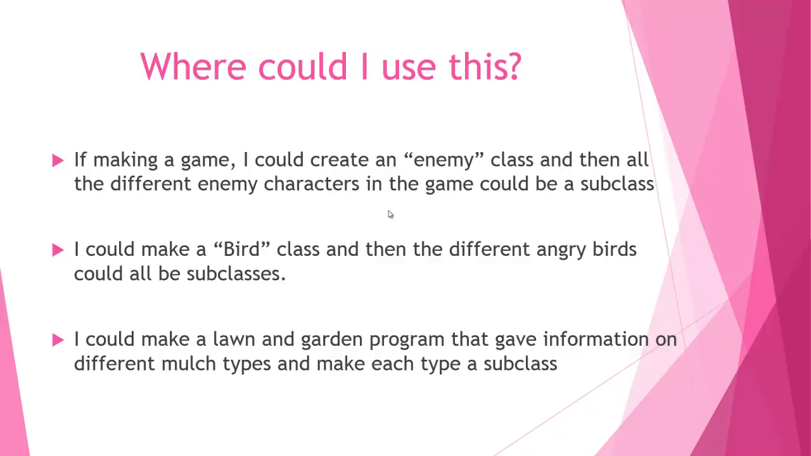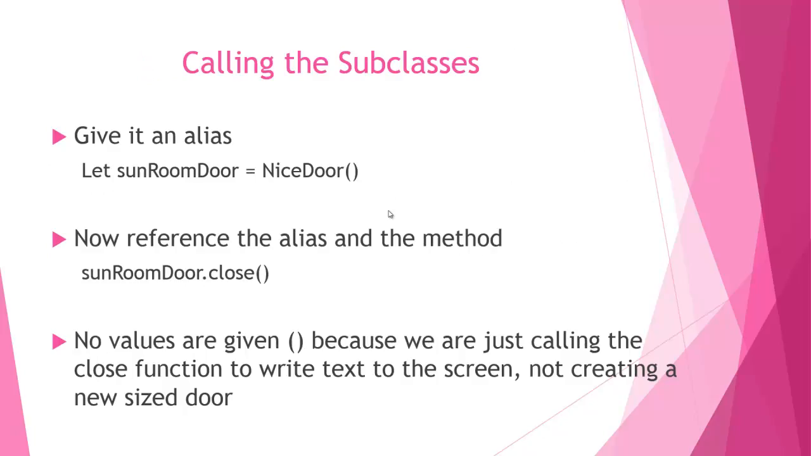All right, so how do I call a subclass? Well, first I give it an alias, so let sunroom door equals NiceDoor. And then I reference the alias in the method, so sunroom door dot close, and then that references the method, and I'm all set. So whenever we're calling a variable or a method or anything like that, we never use the method's name. We always give it an alias first because we don't want to use the method up and then just keep rewriting over it.